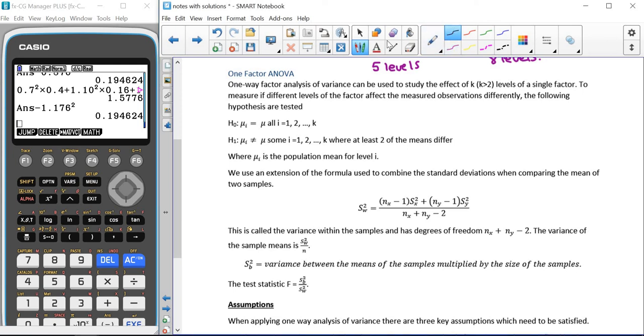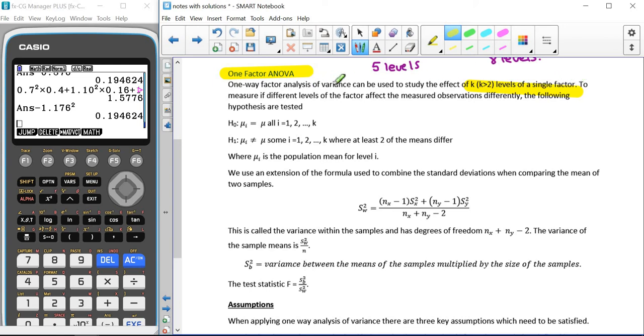So now we're going to start to have a look at one-factor analysis of variance. One-factor analysis of variance is where we study the effect of k levels of a single factor, where k is greater than 2. It's really important that k is greater than 2, because if it isn't, we'd only have two sets of data, and we could do the two-sample normal test, or the two-sample t-test, or if it was paired data, the paired t-test. So k must be greater than 2, so that we have to do this test instead of any of the other ones we've become accustomed to.